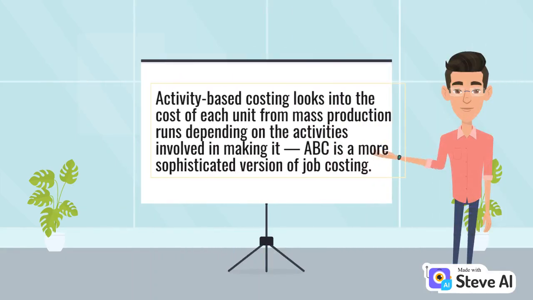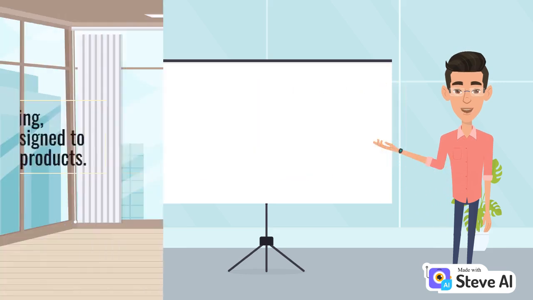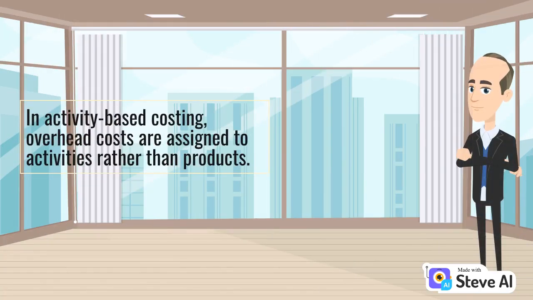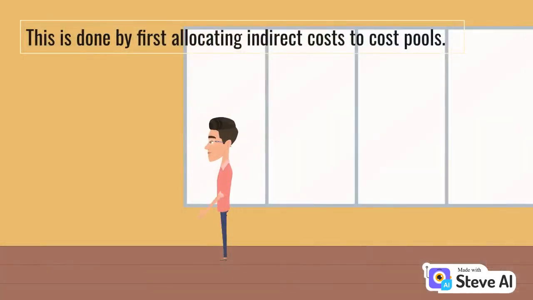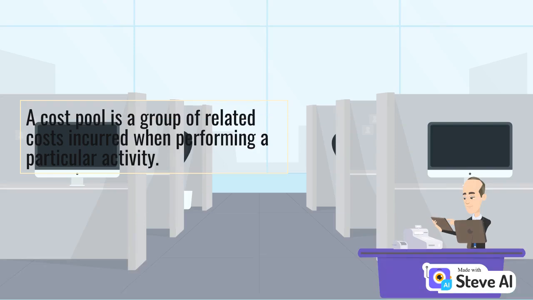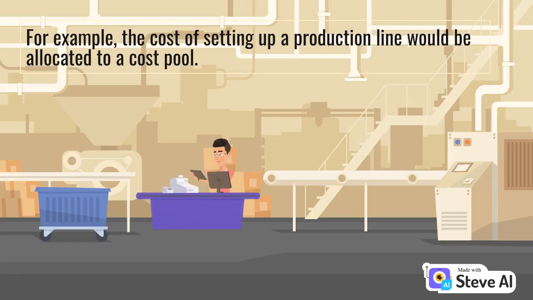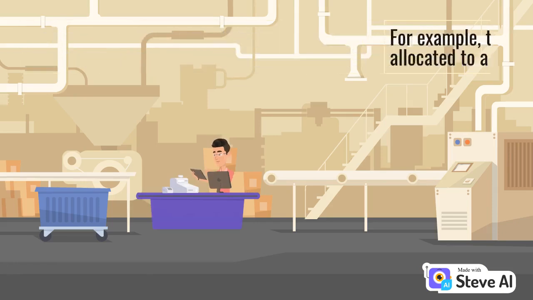Activity-based costing looks into the cost of each unit from mass production runs depending on the activities involved in making it. ABC is a more sophisticated version of job costing. In activity-based costing, overhead costs are assigned to activities rather than products. This is done by first allocating indirect costs to cost pools. A cost pool is a group of related costs incurred when performing a particular activity. For example, the cost of setting up a production line would be allocated to a cost pool.